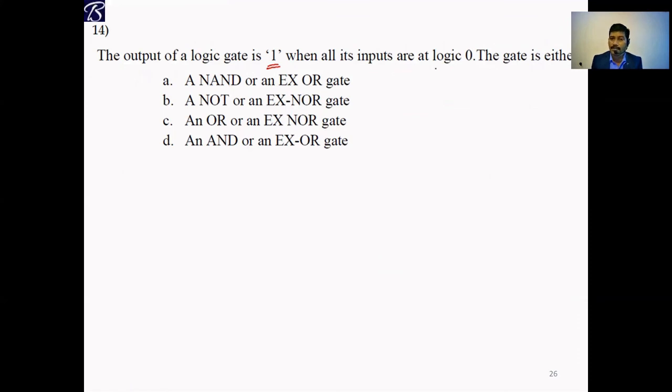When all its inputs are logic 0, the gate is either, we need to find out from these options. What is given? The output is 1 when all inputs are 0. Let us check the NAND gate truth table. NAND gate, this is A, B, this is Y. The NAND gate truth table is 0 0 1, 0 1 1, 1 0 1, 1 1 0.